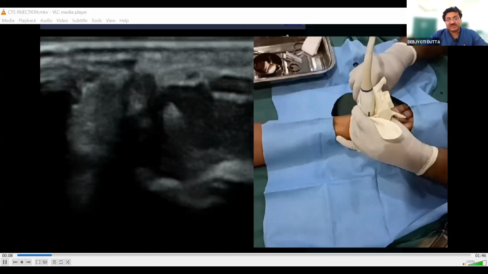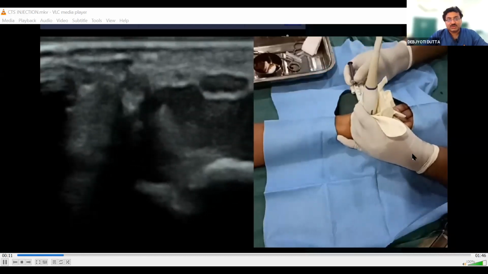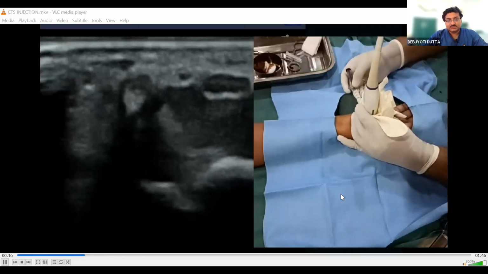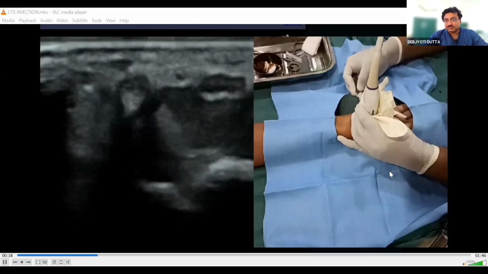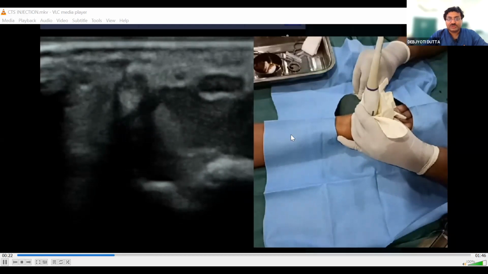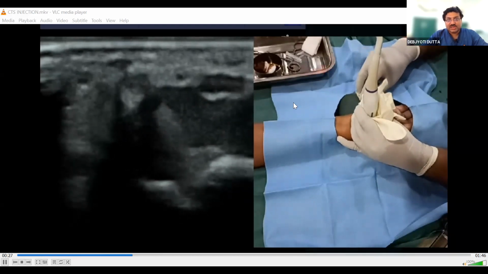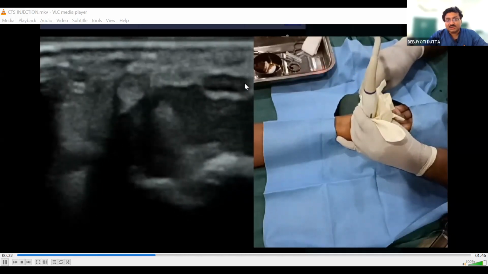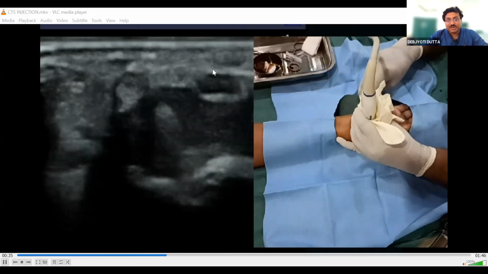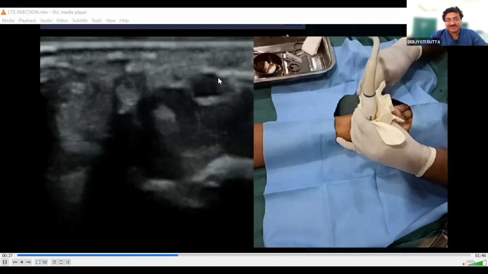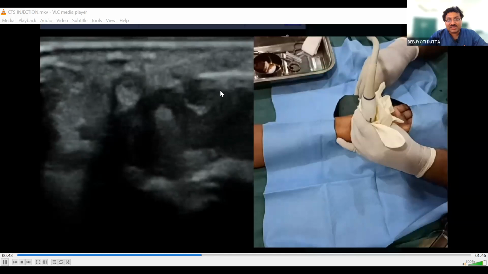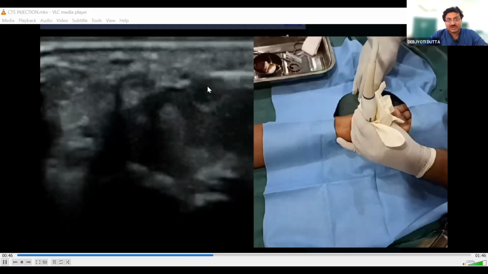So this one is the injection for the CTS. So here we put the median nerve on one side, and now we are moving in between, putting the needle in between the flexor retinaculum and the median nerve. Just above the median nerve, we are first putting the needle.